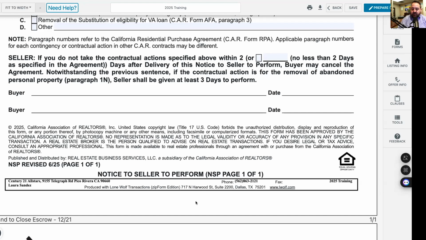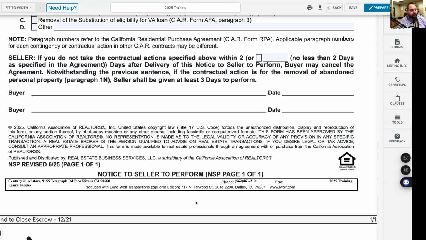What happens if we take action as soon as we can in a transaction, so we send a notice to perform right away on day 17, or we send it early on day 15 just to say, hey, on this day you guys have to perform. If we do that and the seller chooses not to cancel, now we've put that on the seller. We've made the seller make that choice. And if the seller is choosing not to cancel, or the buyer is choosing not to cancel because they're not performing, then my suggestion is we send extension of time amendments, because I want everything to be in writing.